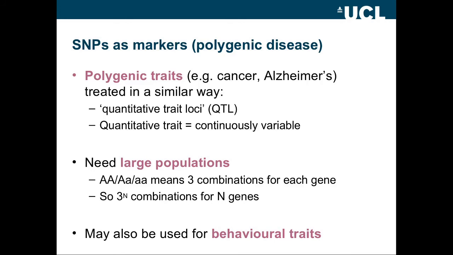So, in the example that we just looked at for a monogenic disease, where we have three combinations of AA, A little a, and little a, with one gene being involved in the disease, we have these three. So if we have n genes, we'll have 3 to the power of n different combinations possible. And of course, this sort of thing can be applied not only to diseases, but also to things like behavioural traits.